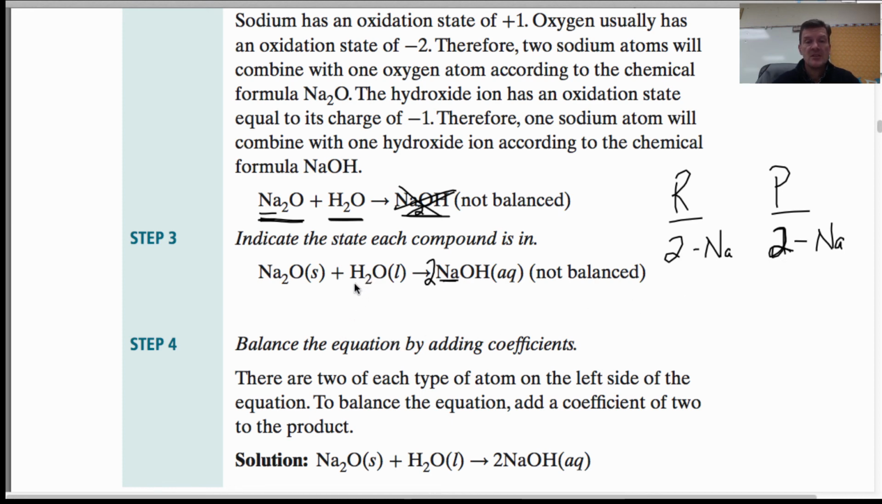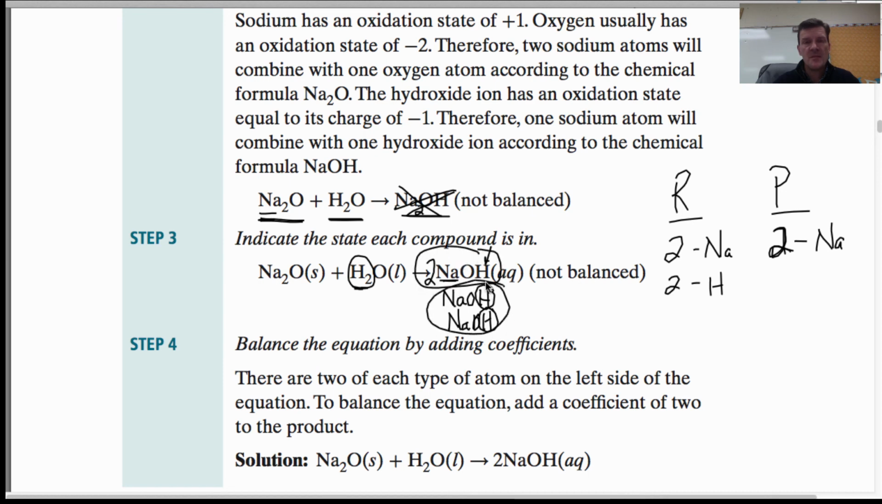I've got 2 hydrogen on this side. They're both in a single water molecule, 2 hydrogens. Over here, I've got a hydrogen in this sodium hydroxide compound, but I've got 2 of them. So it's like having 2 of these, right? It's doubled. There are 2 of them. There they are. 1, 2.